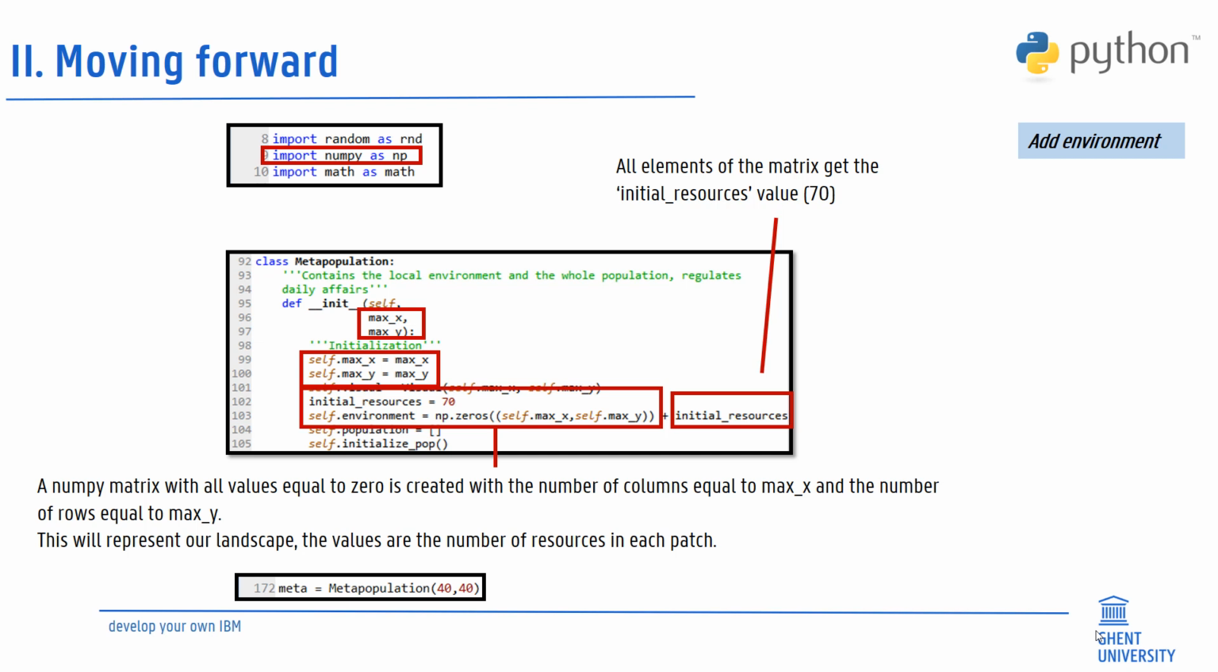This is handy, as we do not have to define our matrix every time we want to change the landscape. If we want, for instance, the resource to be randomly distributed, we may simply replace the 70 initial resources by a random integer at choice. Now, the max x and max y are attributes of the metapopulation class and defined accordingly.